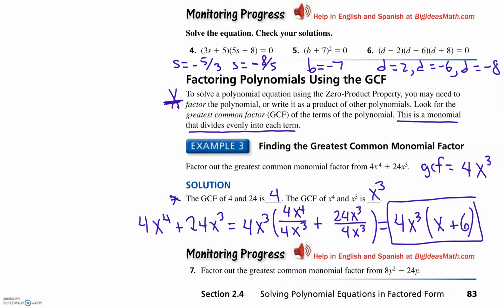Okay, pause and see how you do with the monitoring progress. How'd you do? There's the answer to the monitoring progress.